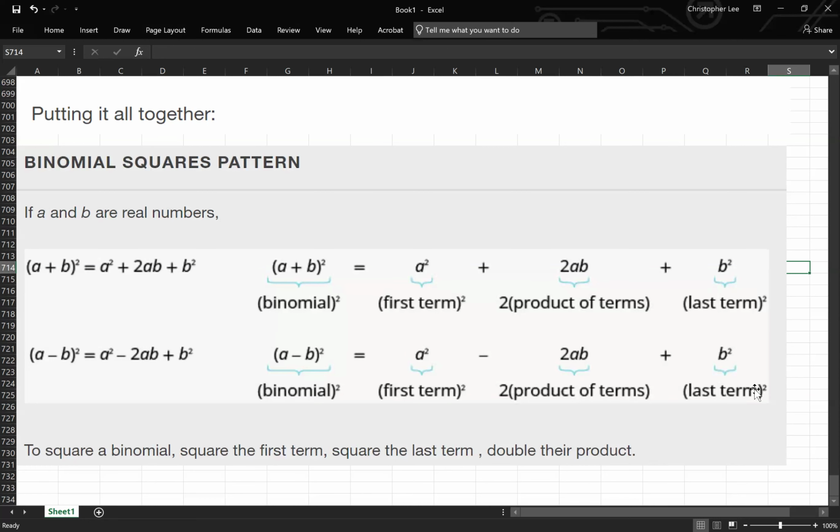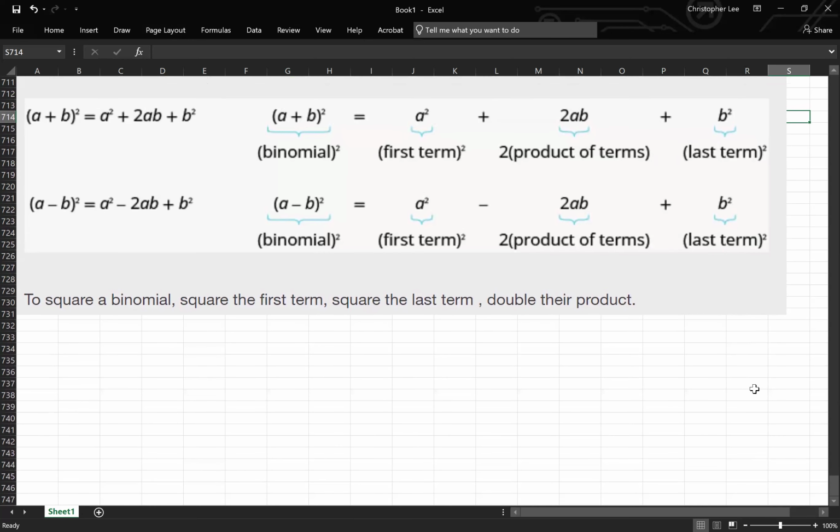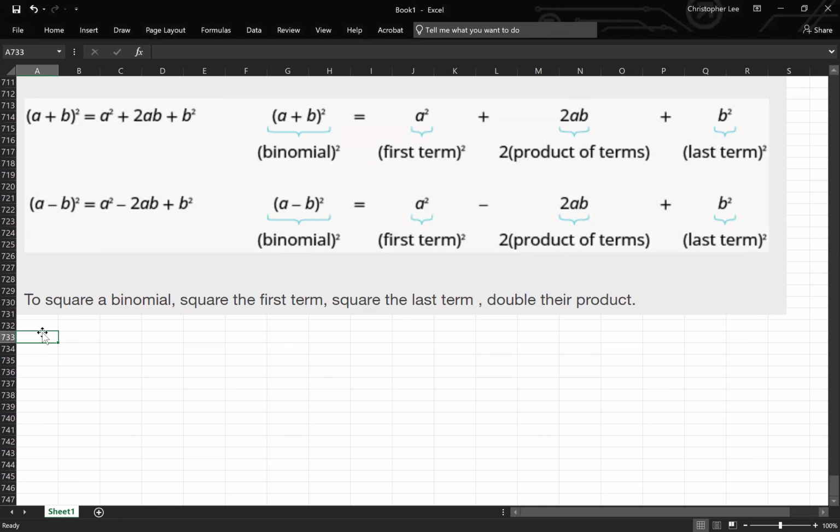All right, this is how you get the binomial squares pattern. Again, you don't have to memorize it. What you have already works. I'm just showing y'all. To square a binomial, square the first term, square the last term, double their products. That's it in a nutshell. All right. Let's try it out.